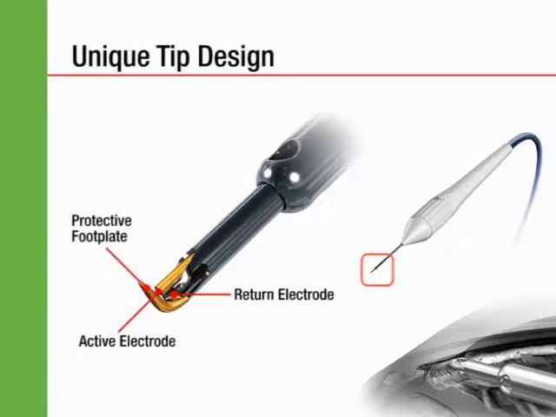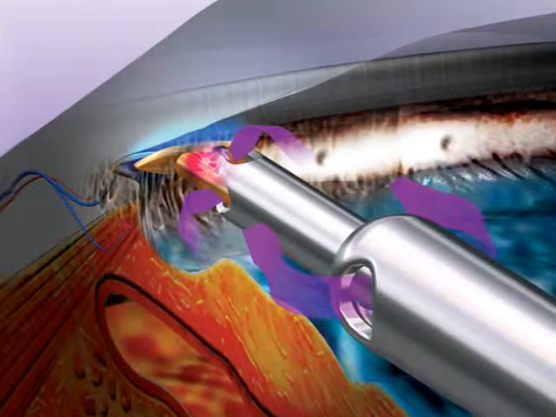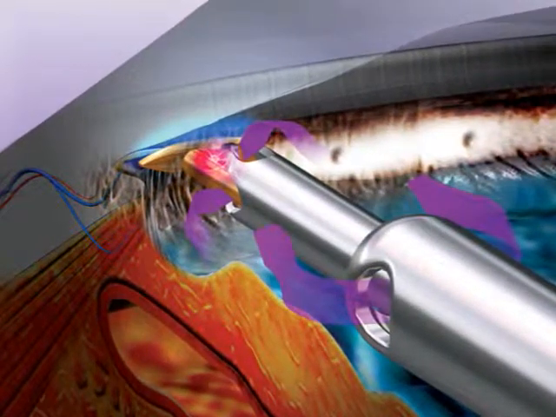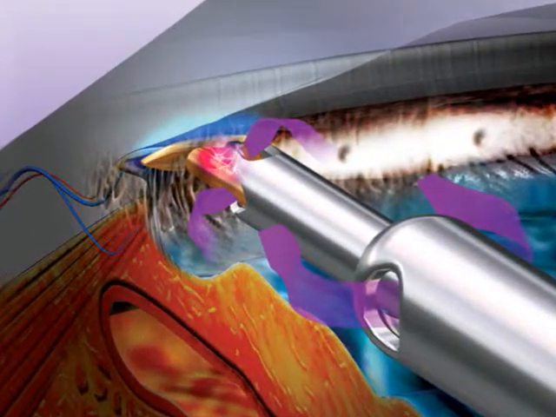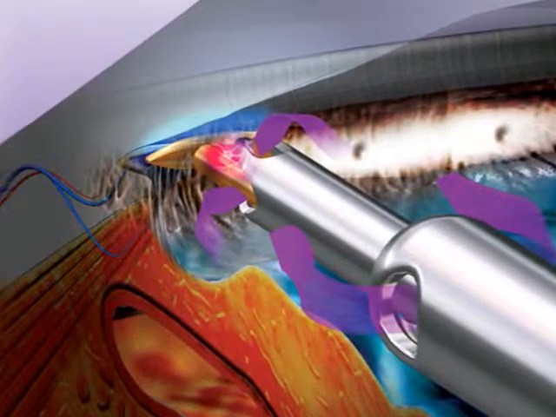Next, there is the insulating protective sleeve, which serves a dual purpose of protecting thermosensitive structures such as the external wall of Schlemm's canal and also guiding the cautery generator along the inside of Schlemm's canal as the tip is advanced.